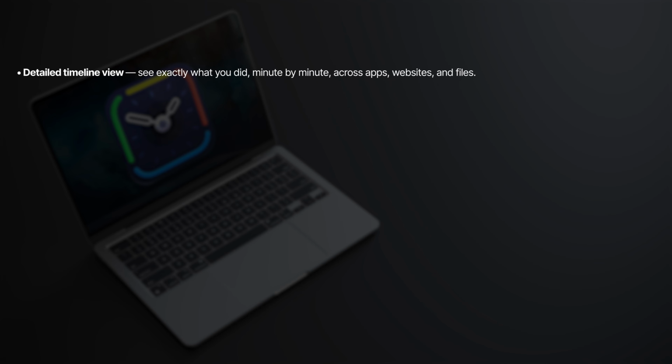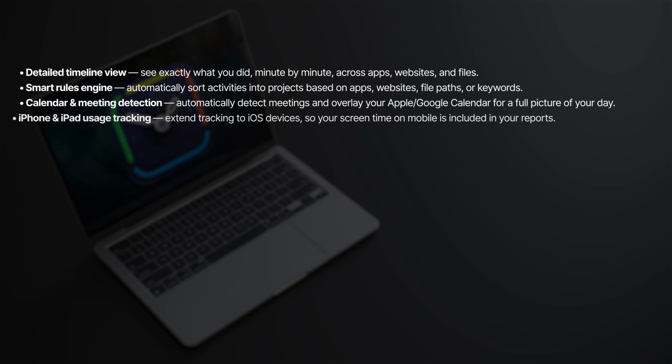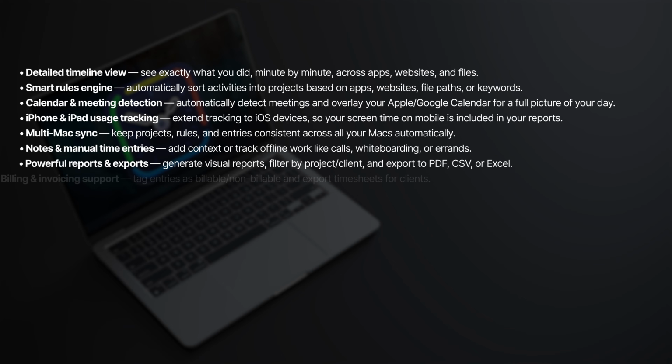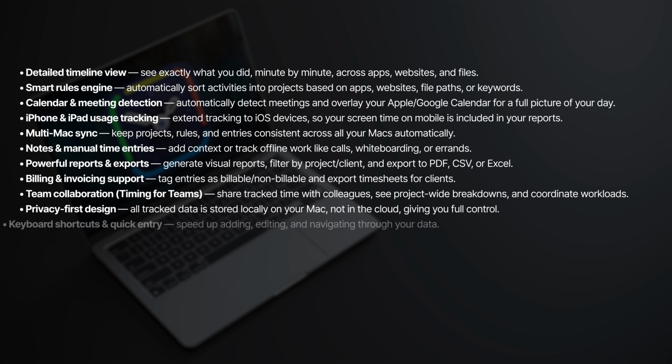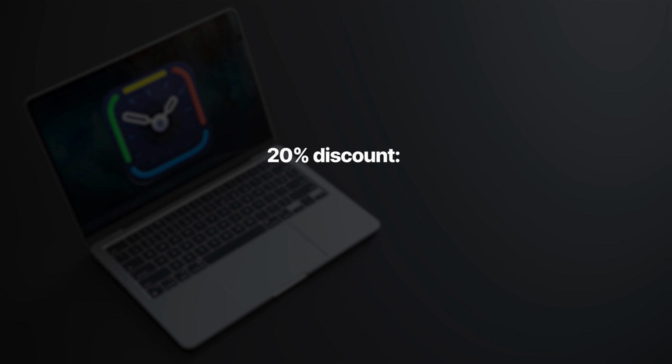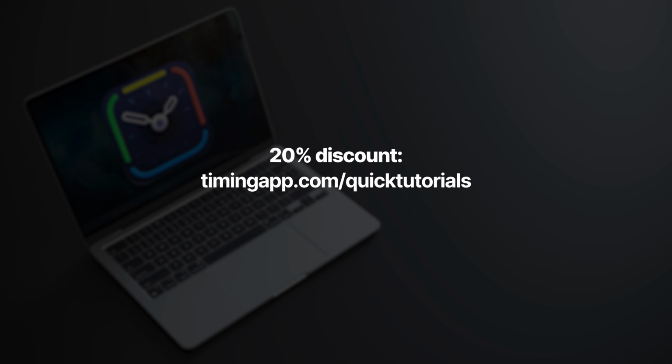Like I said, this app is loaded. There's a lot I didn't include in the video, but here are some things to highlight before we wrap things up. Everything from multi-Mac sync to meeting detection, billing and invoicing support, privacy features, and keyboard shortcuts. That's it. That's what pro-level time tracking on a Mac looks like.